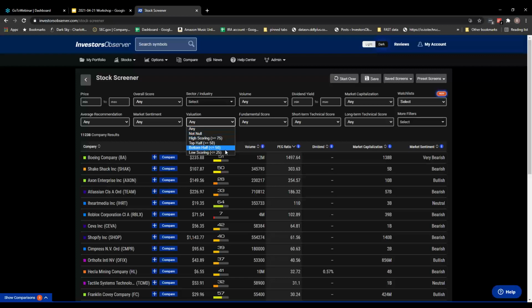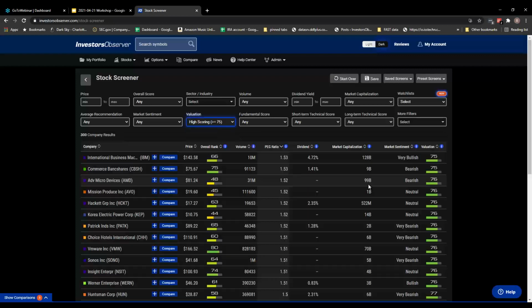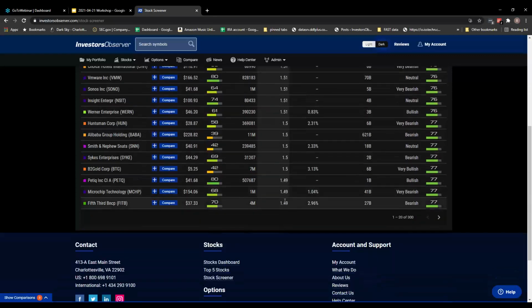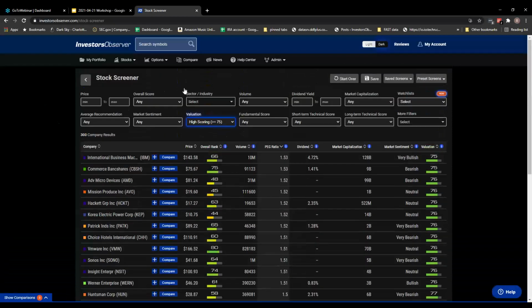But you can also look at, well, we have a valuation score where a high score is going to be a good value. Okay, so IBM, so if you look at these relatively high valuation scores, you can see PEG ratios tend to be relatively low compared to some of the things we were looking at a few minutes ago.